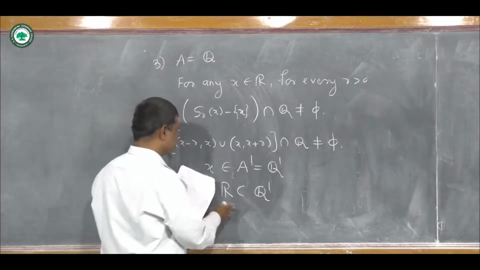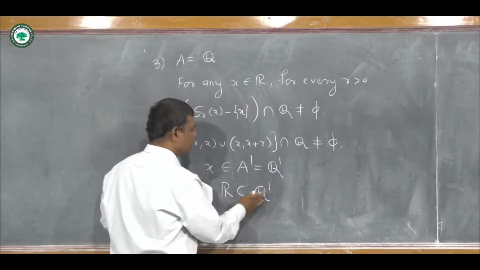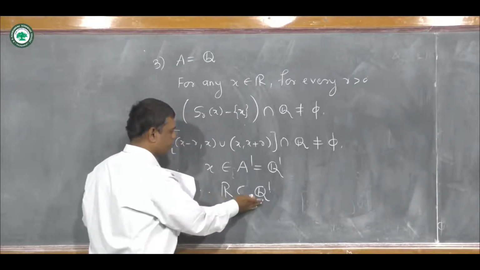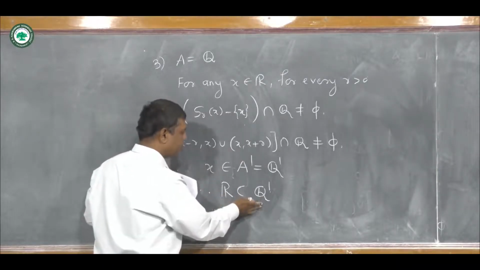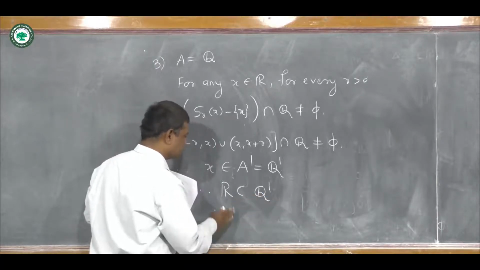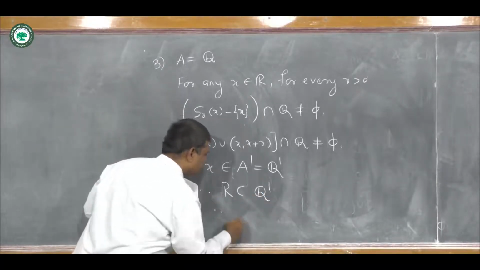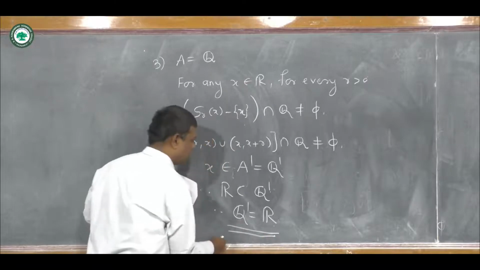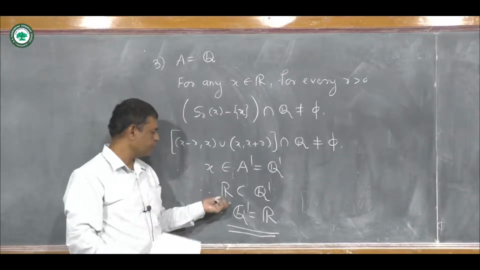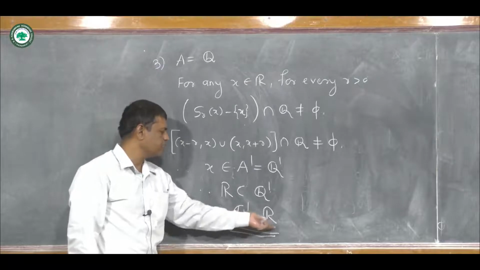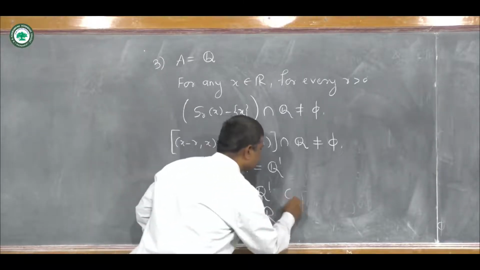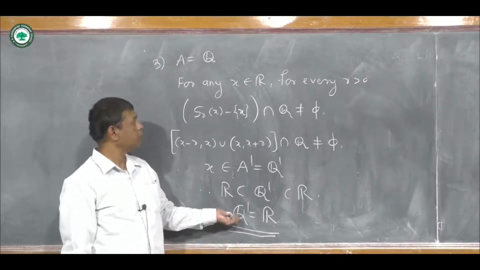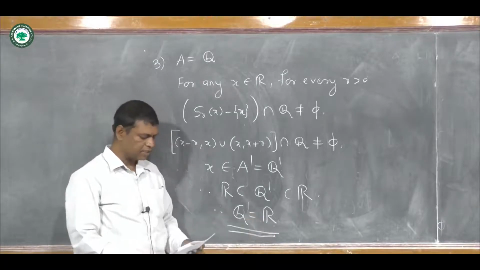That is, R is a subset of the set of limit points of Q. But Q is a subset of R, so the set of limit points of Q is equal to R. Therefore we get that the set of limit points of Q is equal to R, so the set of limit points of rational numbers is the set R, that is, the set of real numbers.